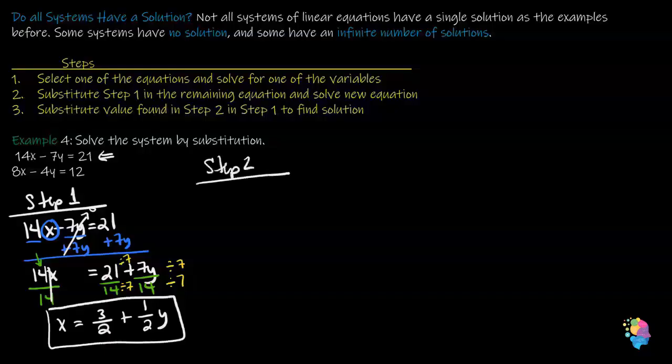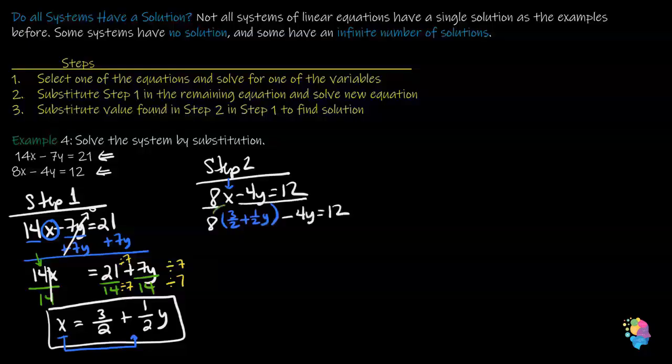We bring the remaining equation, that will be the second one, 8x minus 4y is equal to 12. And we're going to replace this time the x with 3 over 2 plus 1 over 2y. So right here where the x is, I'm going to write 3 over 2 plus 1 over 2y. And then I bring down the rest. There is an 8 before the x, and then all of this after.